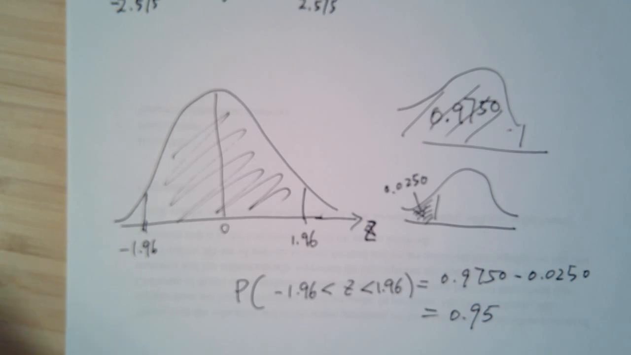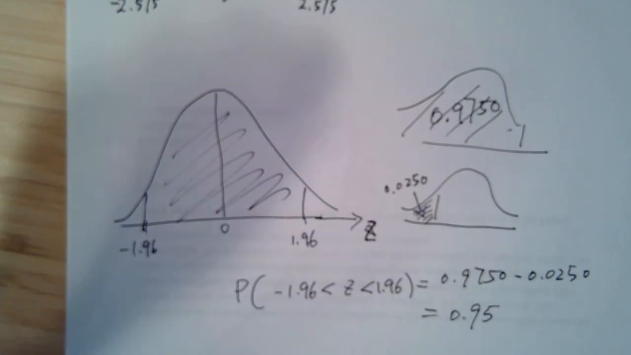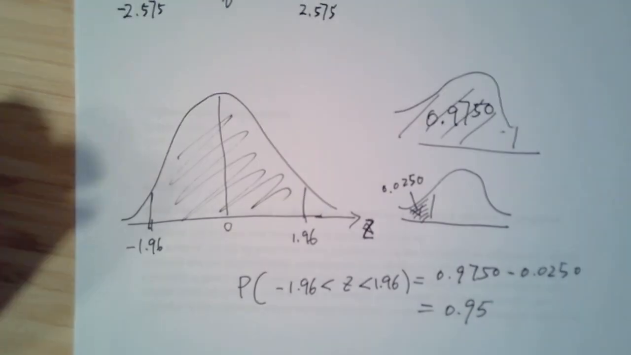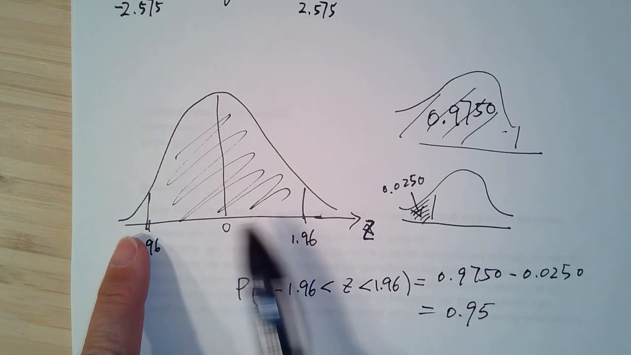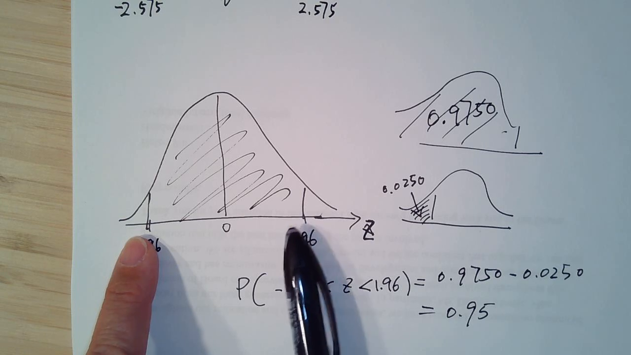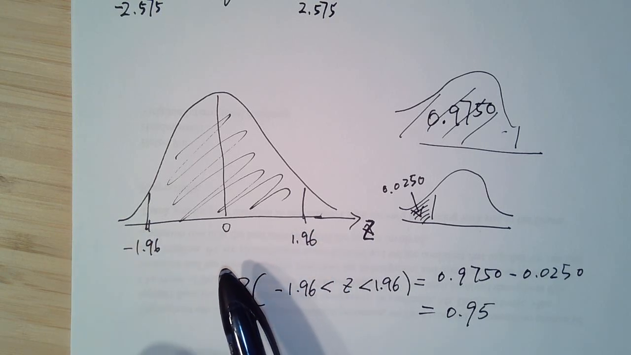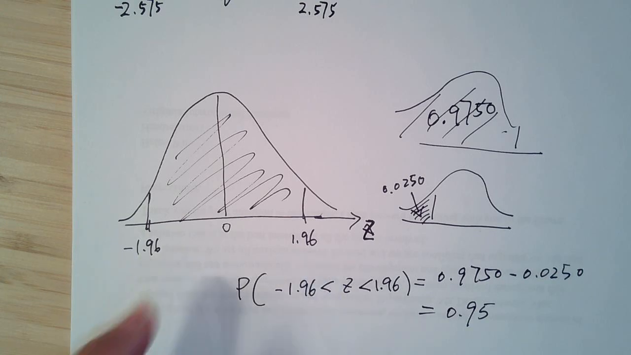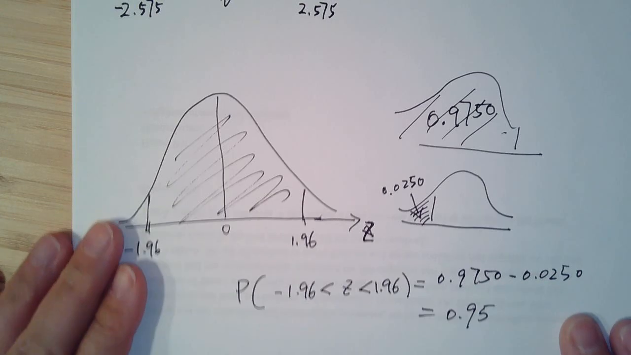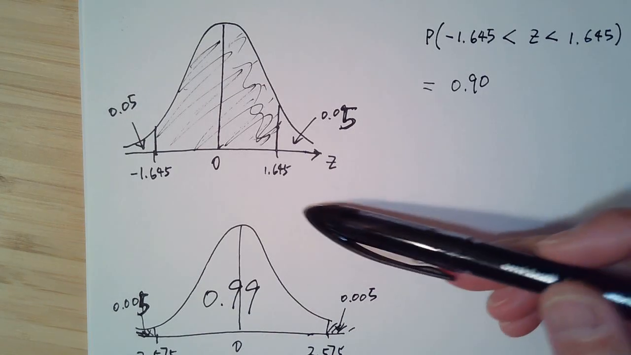If you remember, we learned in the empirical rule that about 95% of the data fall within 2 standard deviations of the mean. Do you remember that? Actually, to be accurate, it falls within 1.96 standard deviations of the mean. So all those three numbers, I hope you can remember them.